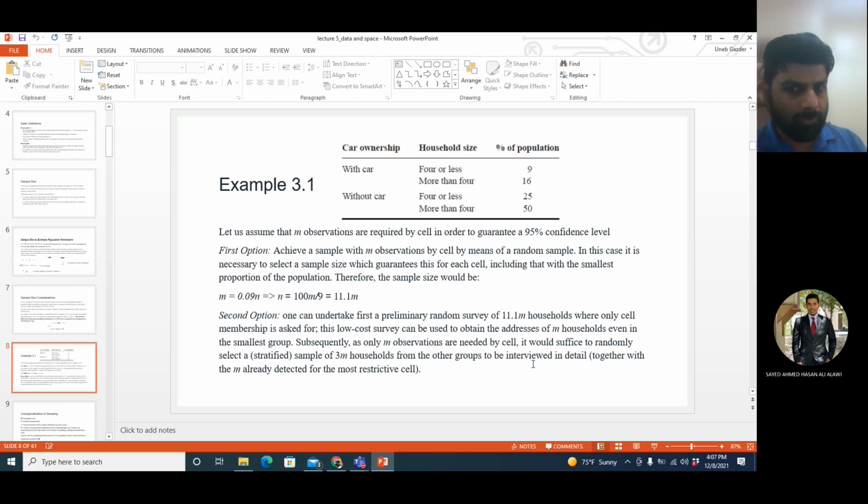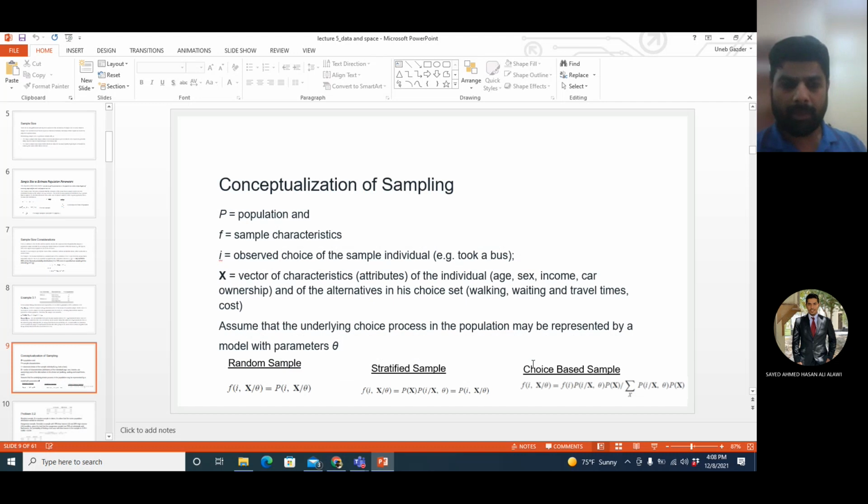The second option was that you do a small survey at the start to find out which houses belong to which category, and then from each category you take the required number of samples, so that the final detailed survey will be for a smaller number of samples as compared to the first approach, but you need a short survey at the start. Okay, and I think we covered this one as well.